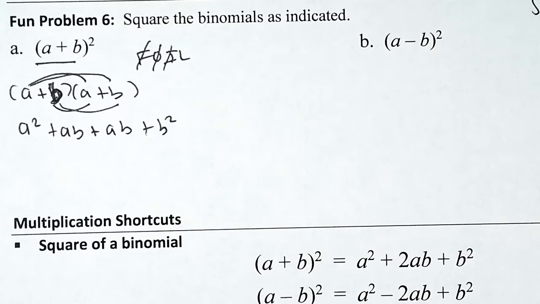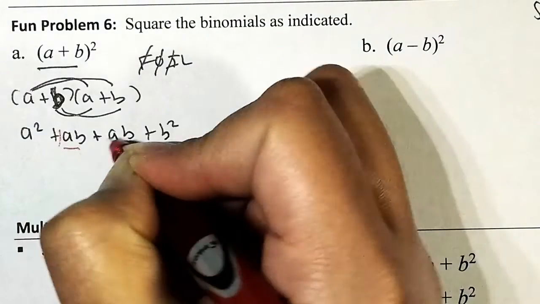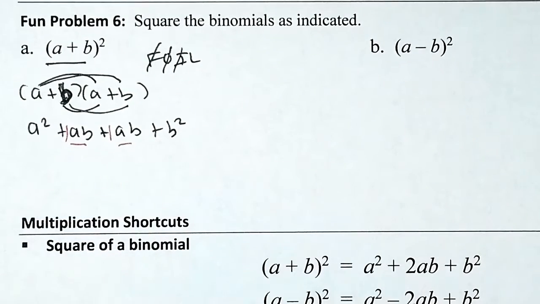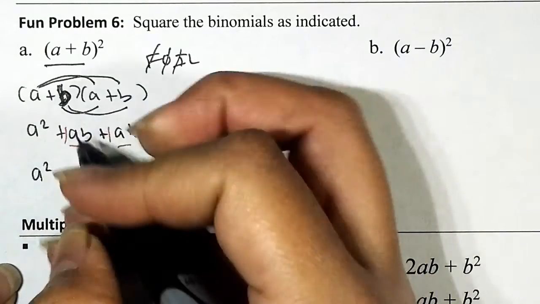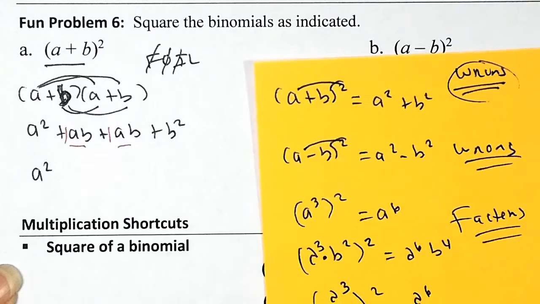Cool. So let's go ahead, see if we can combine like terms. In this case, the middle terms are like terms because they have the same variable part. When we combine them, 1ab plus another 1ab will give us 2ab. Okay, so the moral of this story is that square of a plus b is not a squared plus b squared like I mistakenly thought.